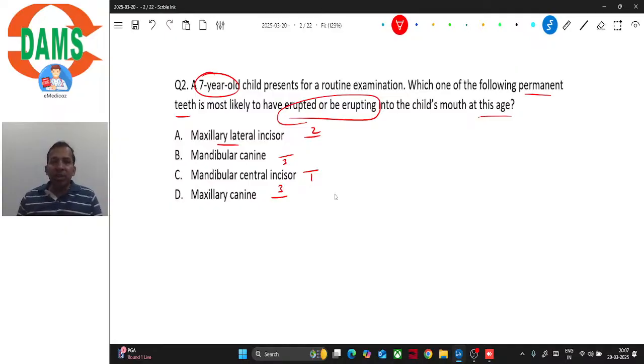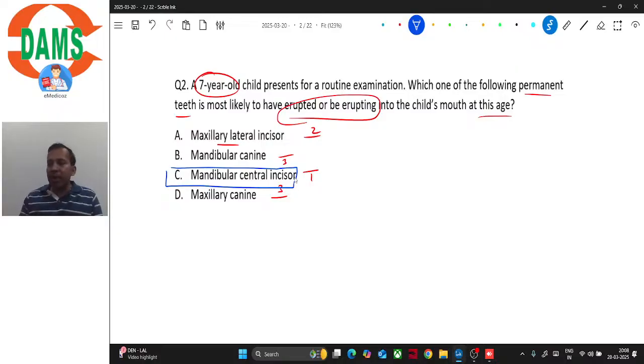So which of these teeth do you think would erupt at the age of 7 years? So that's what the question is about. Is it maxillary lateral? Is it mandibular canine? Is it mandibular central incisor, or is it maxillary canine? So the question is simple, isn't it? So which tooth erupts at this age? It is the central incisor in the mandibular arch.